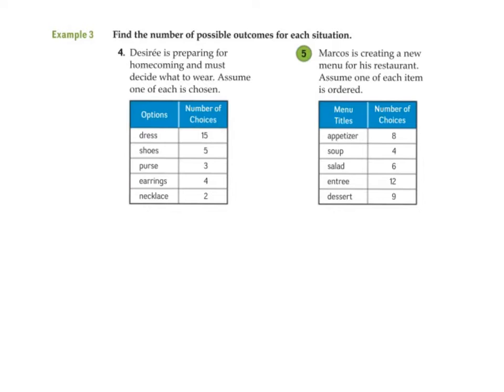So working on the principle from example 3, what have we got here? Desiree is preparing for homecoming and must decide what to wear. Assume one of each choice. Well, she's got 15 different dresses, 5 pairs of shoes to choose from, 3 purses, 4 earrings, and 2 necklaces. Okay, so now it just becomes a multiplication. So you're going to do 15 times 5 times 3 times 4 times 2, and if you put all that into your calculator, it comes up to 1800. Okay, so you've got 1800 different combinations that you can wear from those options.